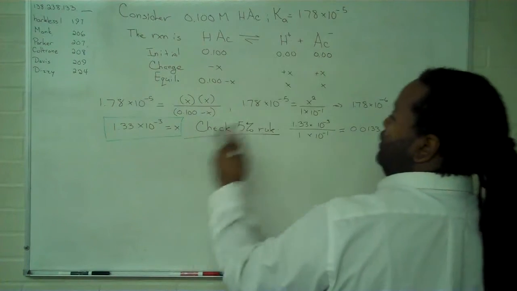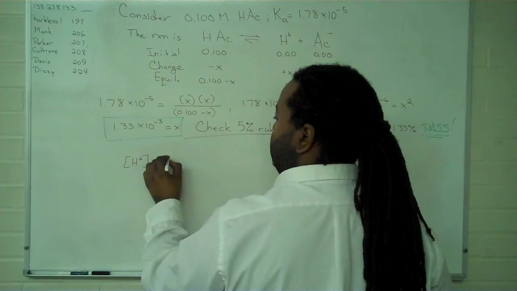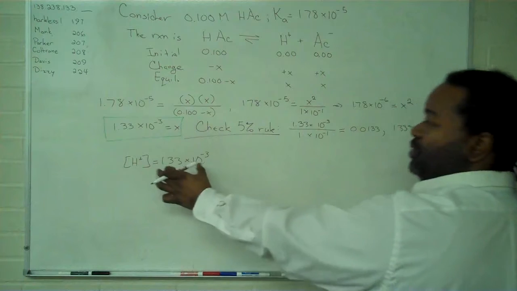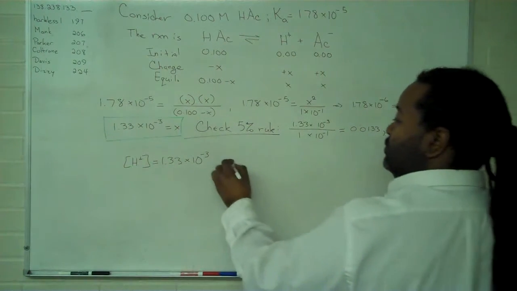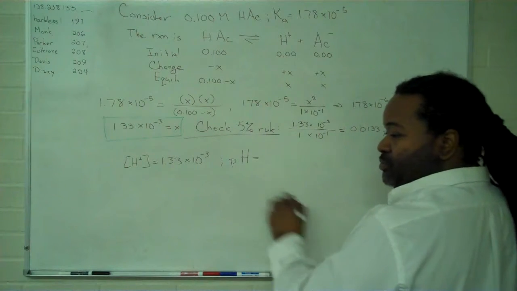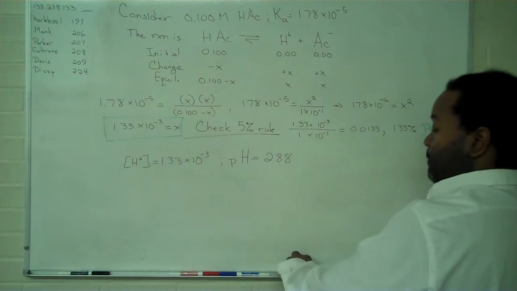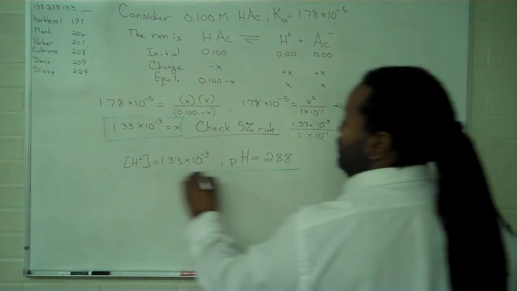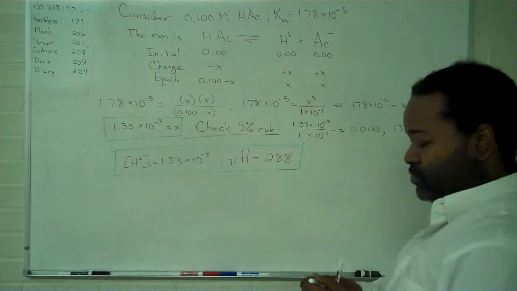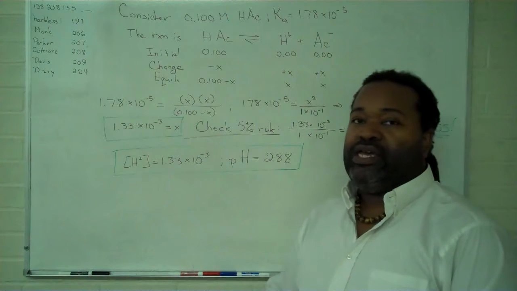So because x is the hydrogen ion concentration, we now know that quantity. And to find the pH, we have to take the negative log of this. And that gives us a pH value of 2.88. So because the approximation method result passed the 5% rule, we're able to stop here with the concentration and pH value.